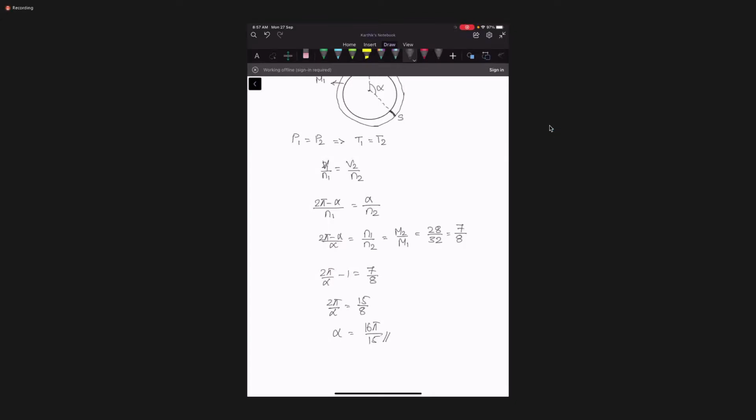Understood? But shouldn't alpha be less than pi? Alpha value should be less than 180 degrees, right? It may not be, because you cannot take your diagram as it is. If the mass is more... You're forgetting the density and the moles.